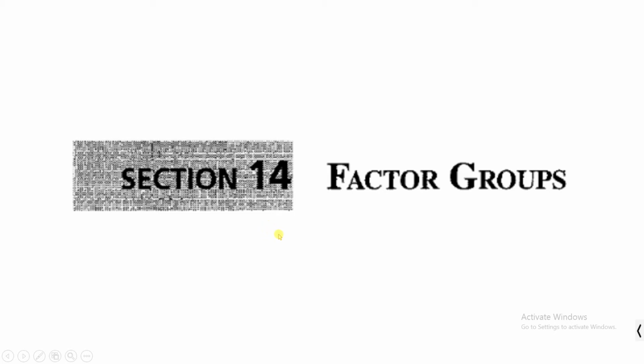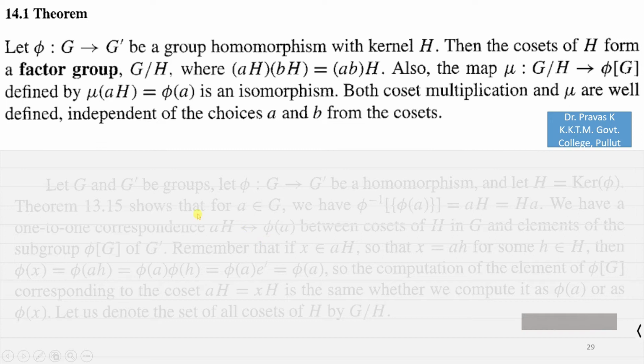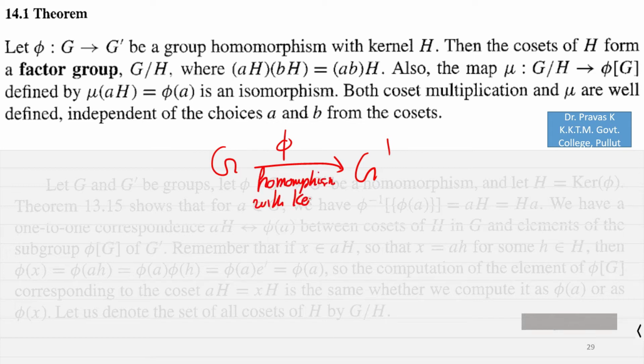Hello everyone. Let us continue section 14 on factor groups. In the previous class, we have seen theorem 14.1 in which we saw that if phi is a group homomorphism from a group G to G dash with the kernel of phi H, then you can see it as an onto homomorphism from G to phi[G].